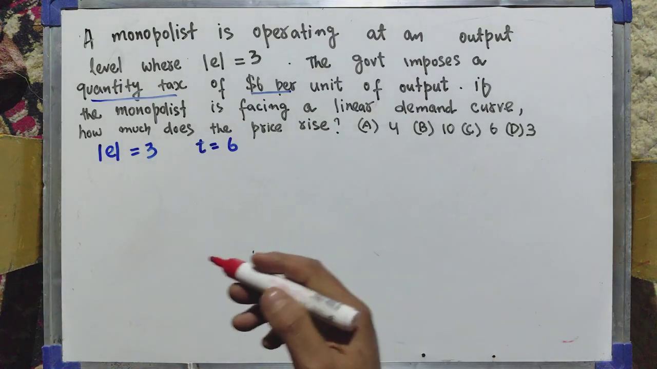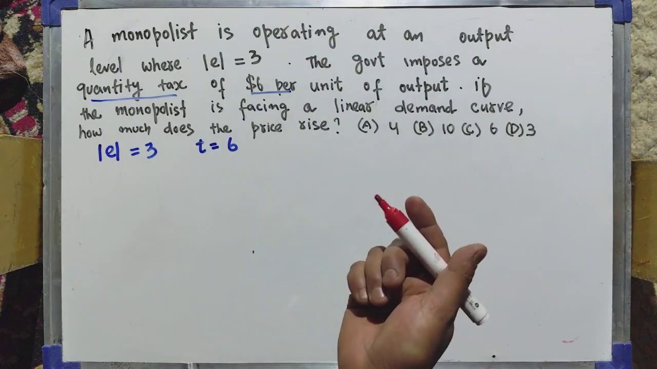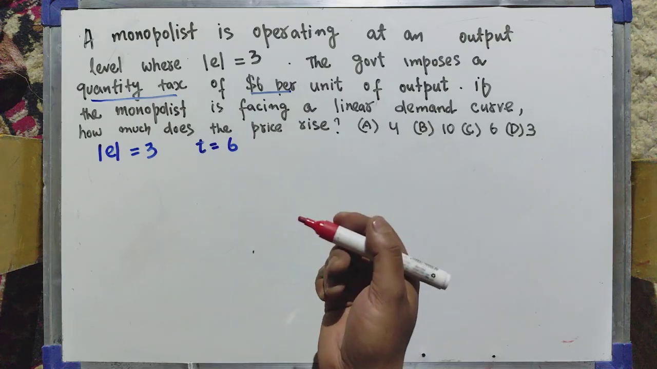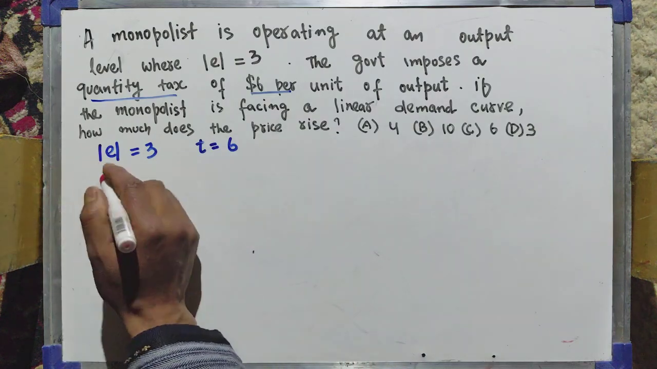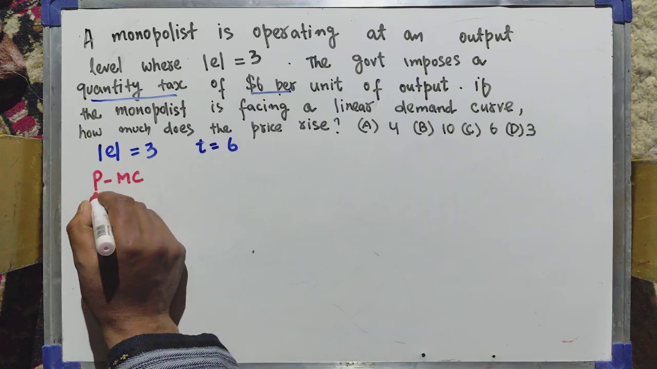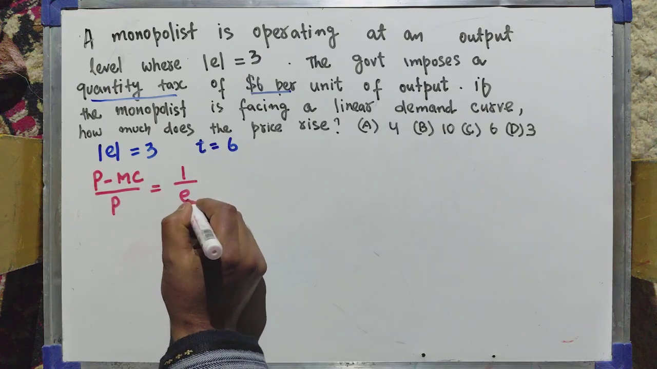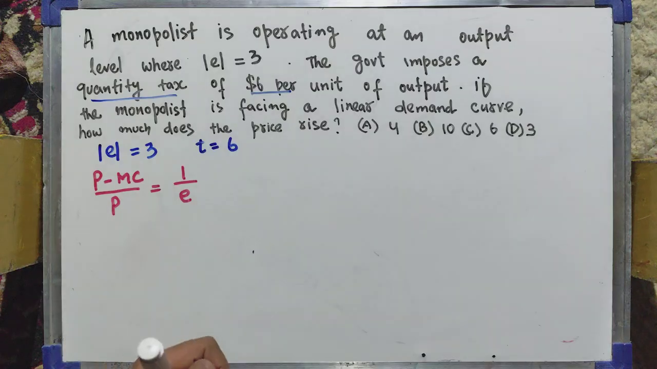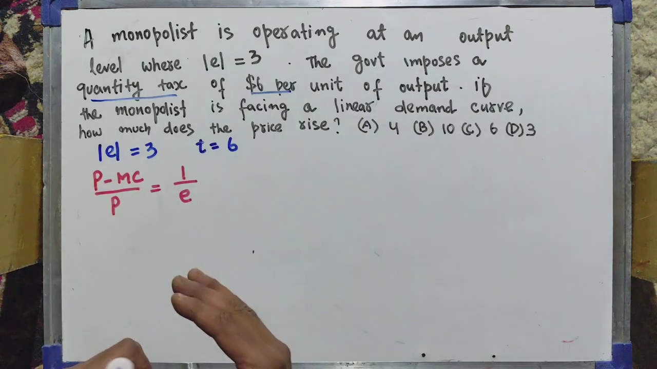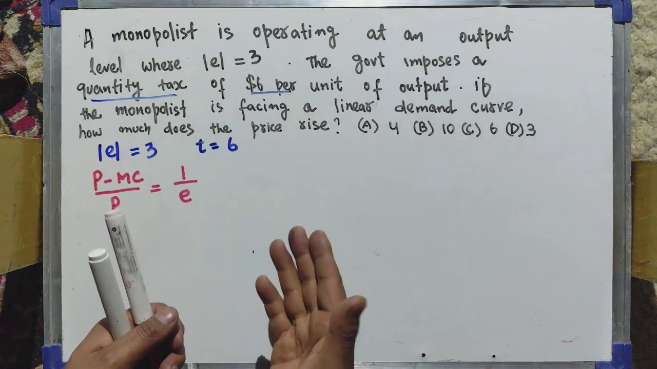Let us see the scenario before the imposition of the per unit tax. Using what we call the Lerner's index, we know that price minus marginal cost upon price should be equal to 1 upon the elasticity of demand. This is the relationship between price and elasticity in case of Lerner's index. Lerner's index is used to measure the degree of monopoly. You know that. I will not go into further details.